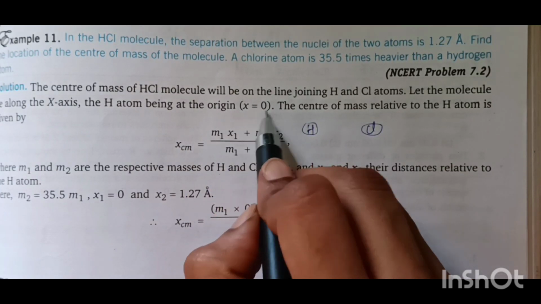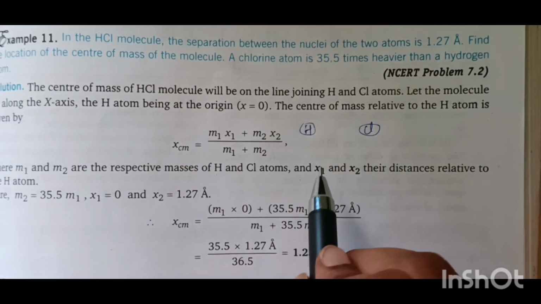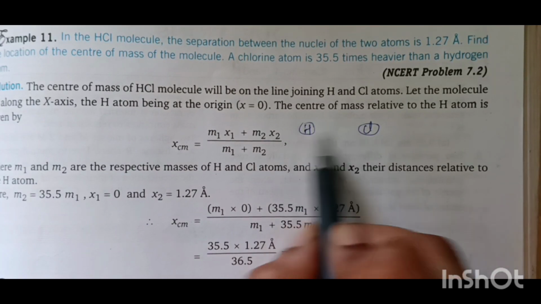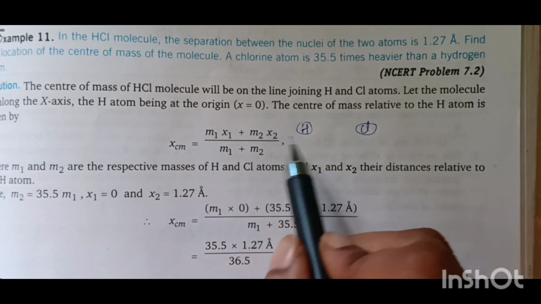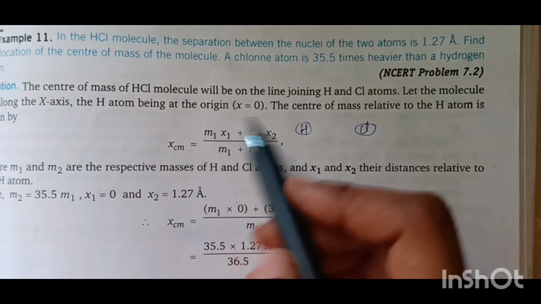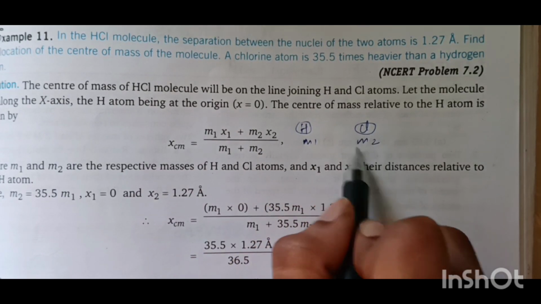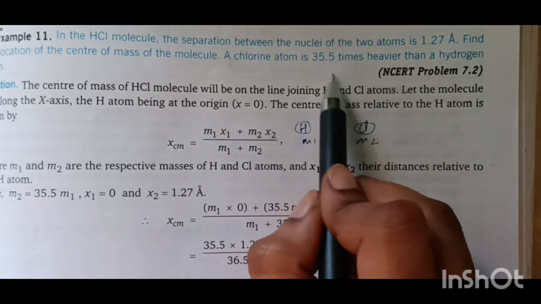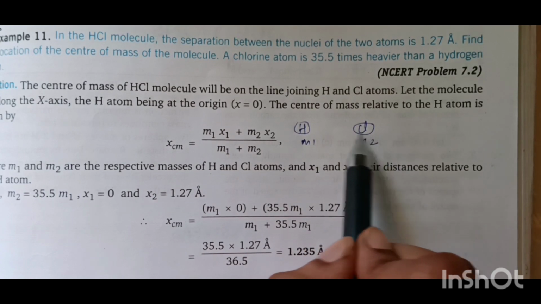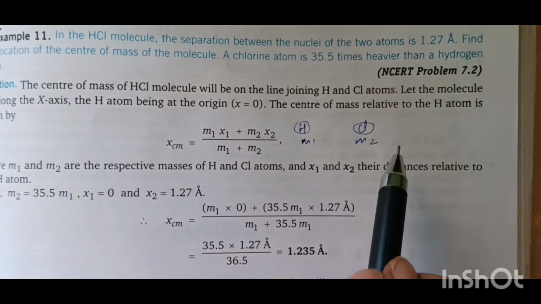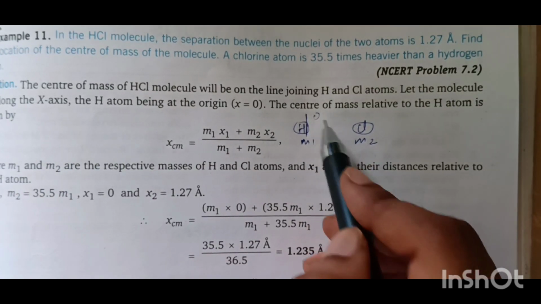If we assume H is at x equals 0, then we can take the respective distances and find the answer. So again, there is only going to be xcm. xcm is equal to (m1 x1 + m2 x2) / (m1 + m2). If this is m1 and this is m2, then m2, that is chlorine, is 35.5 times heavier than hydrogen, that is 35.5 times the mass of a hydrogen atom. So I can write m2 as 35.5 times m1. I hope you get it. And x1 is 0 because this position we have assumed as 0.